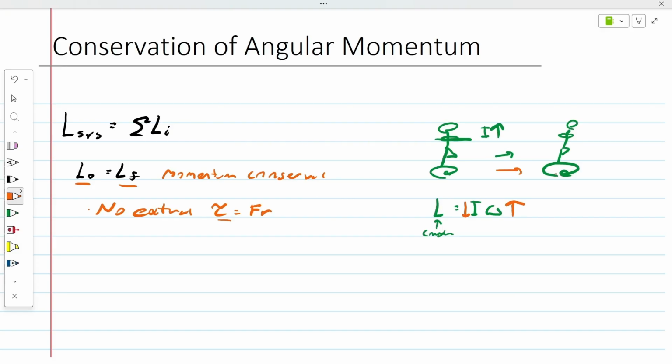So if you're in a spinny chair right now, you can spin around with your arms out, especially if you have weights or something, and then you pull your arms in, you'll start spinning faster. And that's because of conservation of angular momentum.